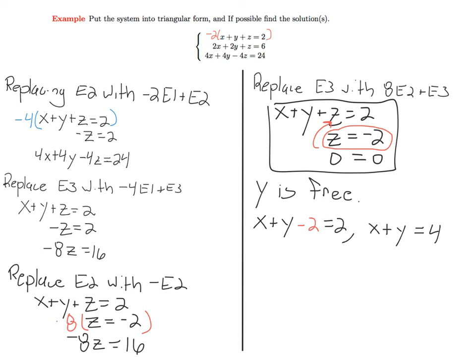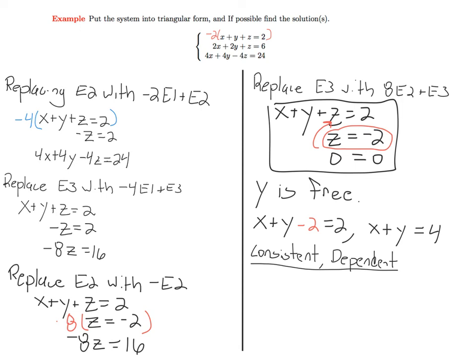So as long as z is equal to minus 2 and x plus y equals 4, we're going to have a solution. So there's lots of values of x and y, in fact infinitely many, that add up to give me 4. So this means that our system has many solutions, in fact, infinitely many. So we say that this is a consistent system, since there are solutions, and we say that it's dependent, since we have more than one solution.